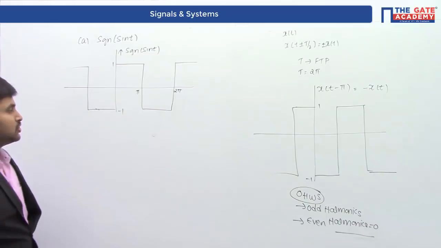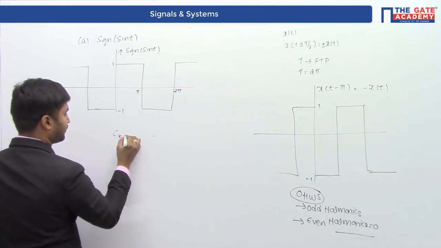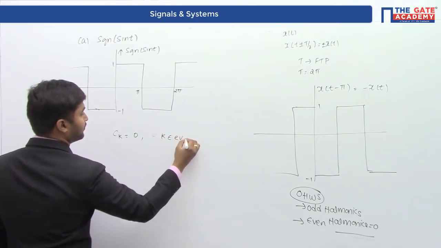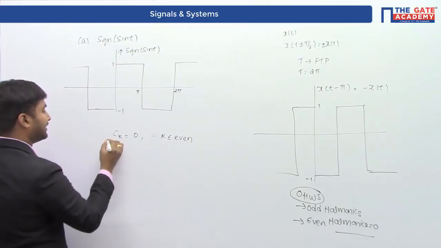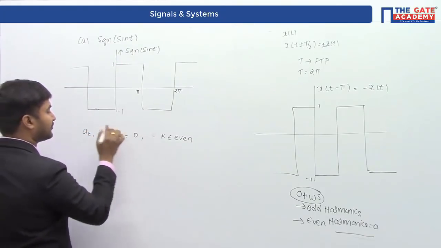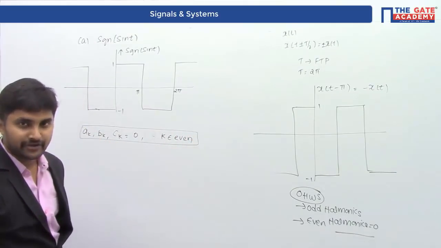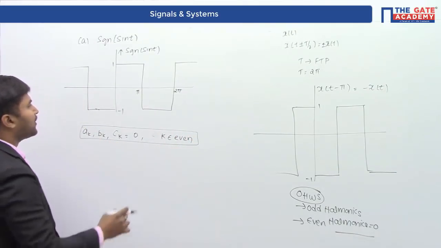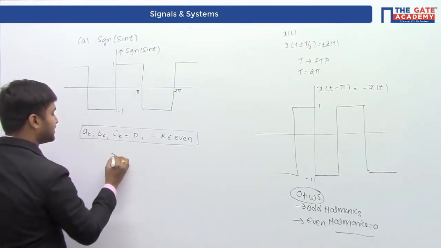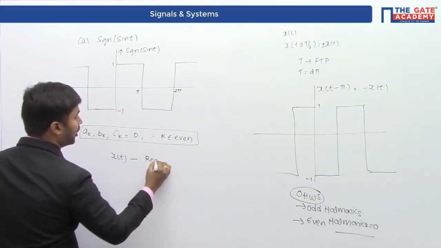So we know that the coefficients will be equal to 0 for the value of k being even. Even the values of AK and BK will be equal to 0 for k being even, because it's satisfying the odd half-wave symmetry. Now, if you observe the signal nature, if I take it as x of t, the signal is going to be real and odd.